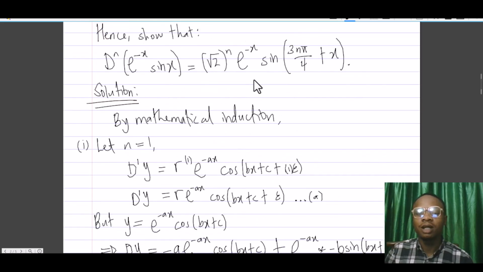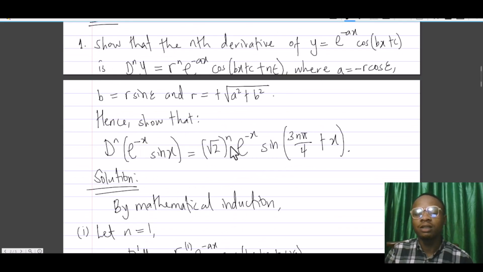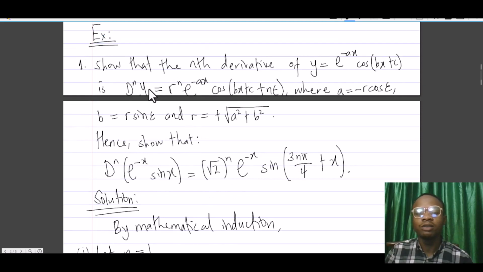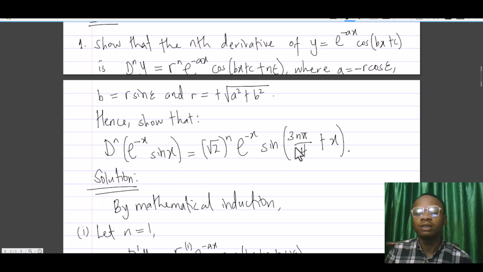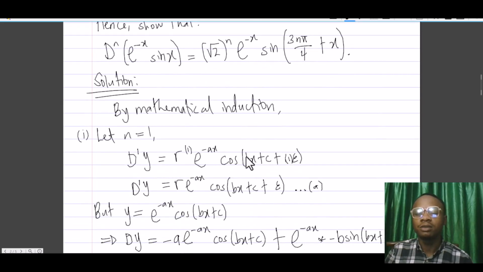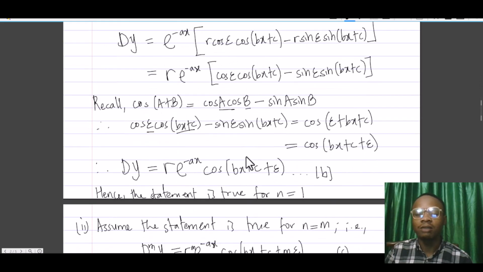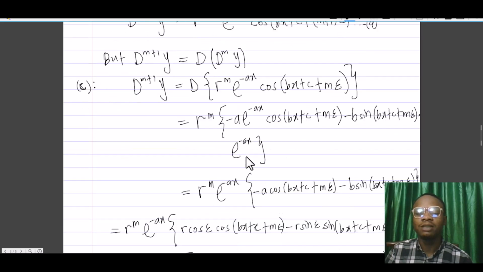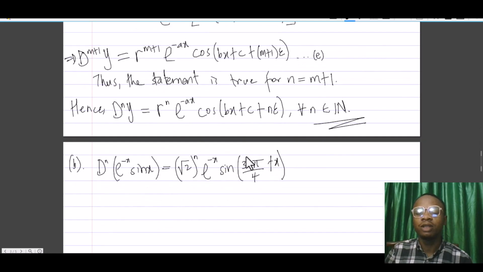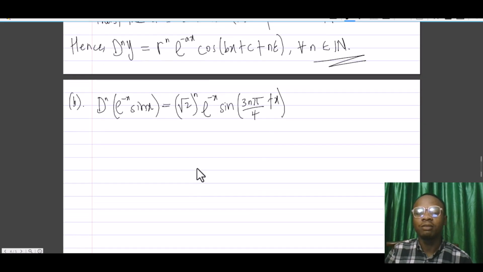The problem says that having established that, hence show that this is equal to this. So we are going to make use of this result, which we have now established to be true for all n. We will make this function that we need the nth derivative of similar to this, so that we can compare and obtain the values of these constants b, r, a, and epsilon, and use the formula directly to obtain whatever the derivative of this is going to be. Right, so let's go ahead and do that now. We will have to write this function in such a way that it is similar to the function we have up there.